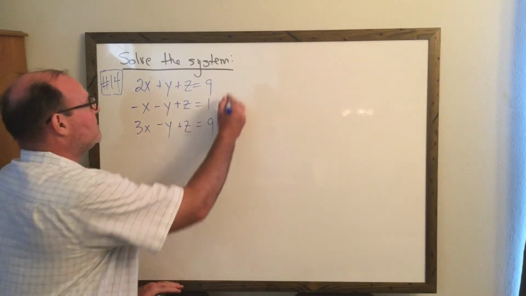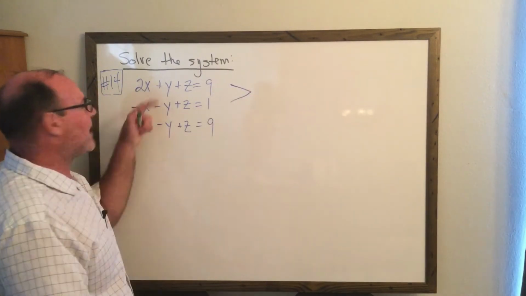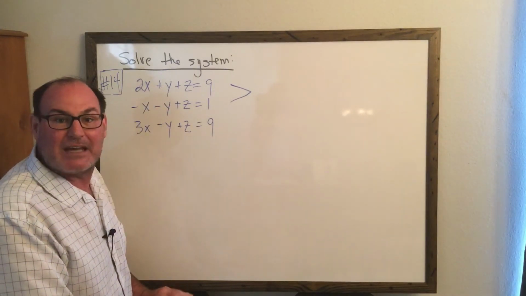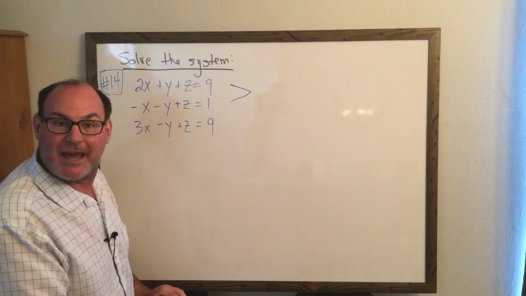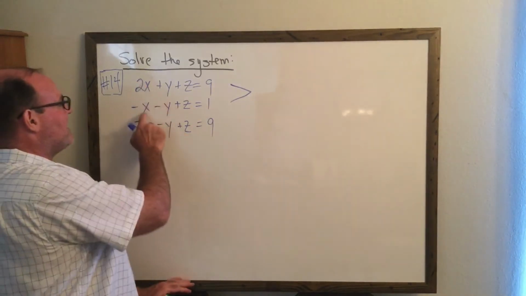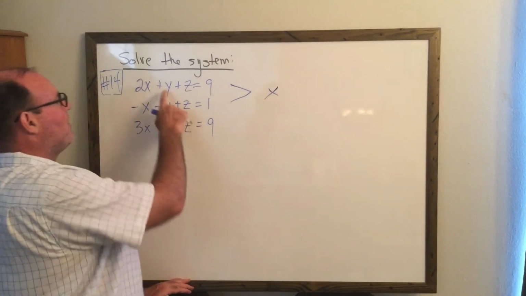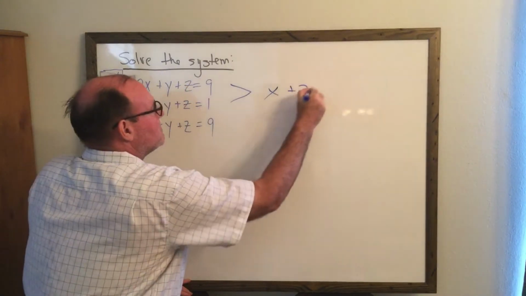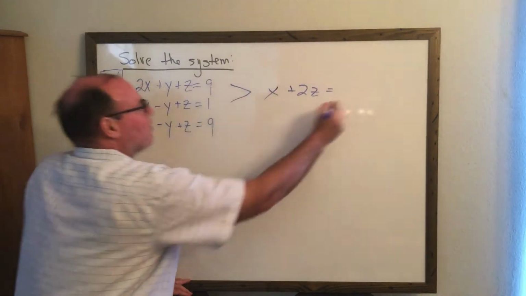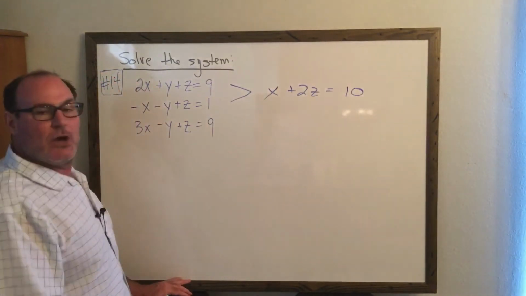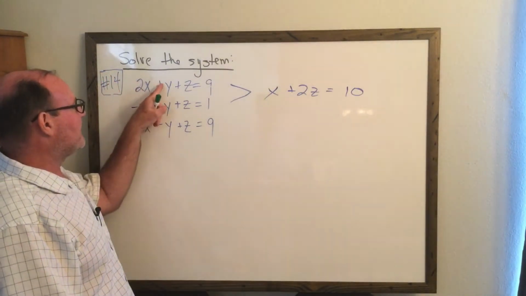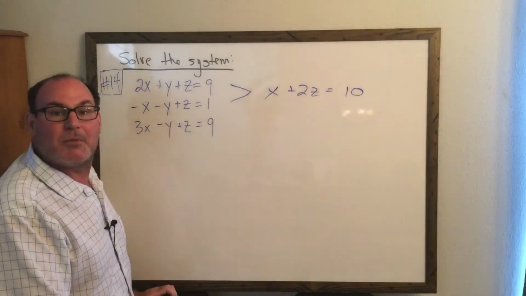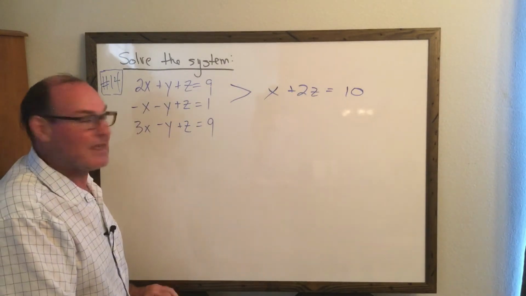So what I'm going to do is, from the top and the middle, I notice the y's are just going to cancel. So that's nice. I like to do as little work as I possibly have to. So 2x and negative x is 1x. y minus y is 0, z plus z is 2z, and then 9 plus 1 is 10. I notice here that the same thing would happen with the top and the bottom. You could also use the middle and the bottom. It does not matter, but they just have to be two different equations than the previous.